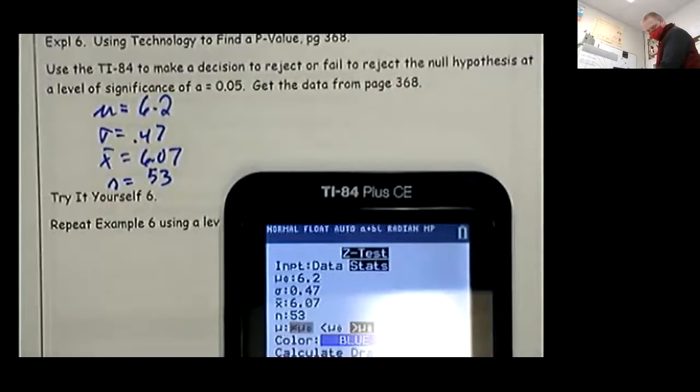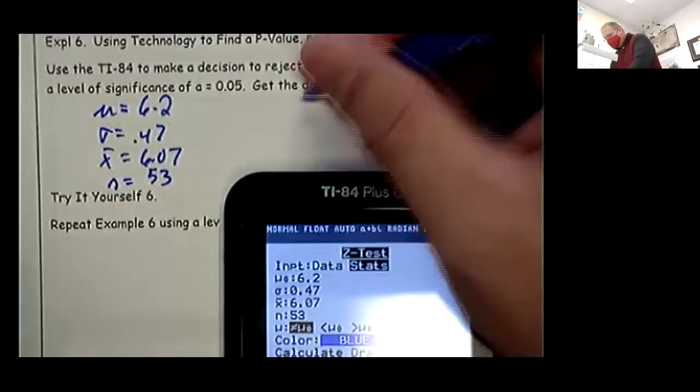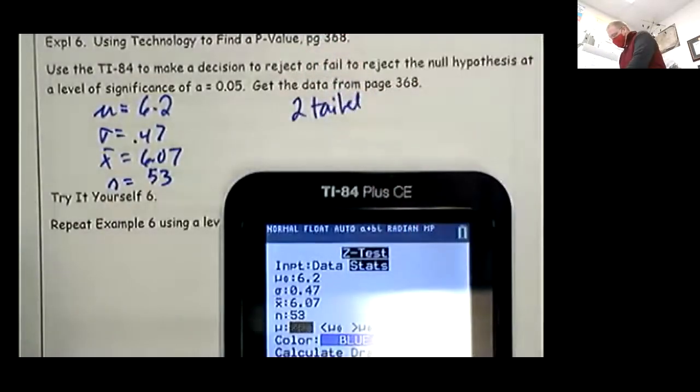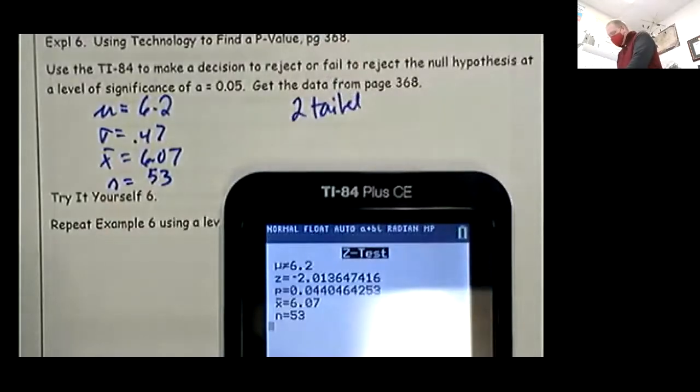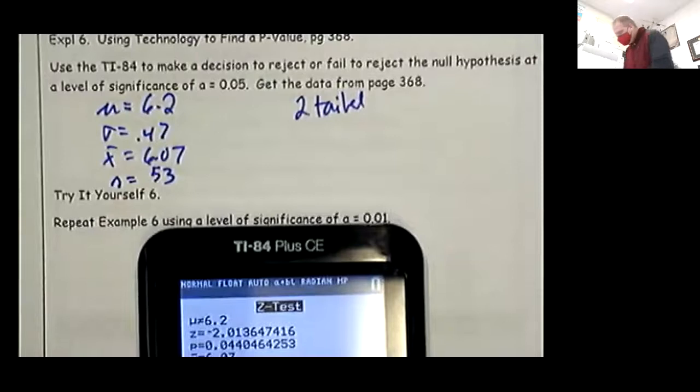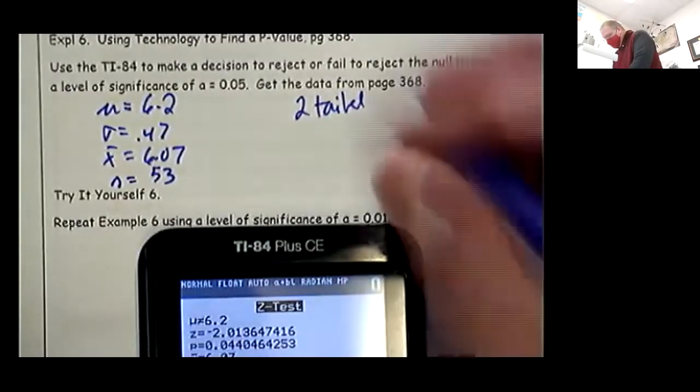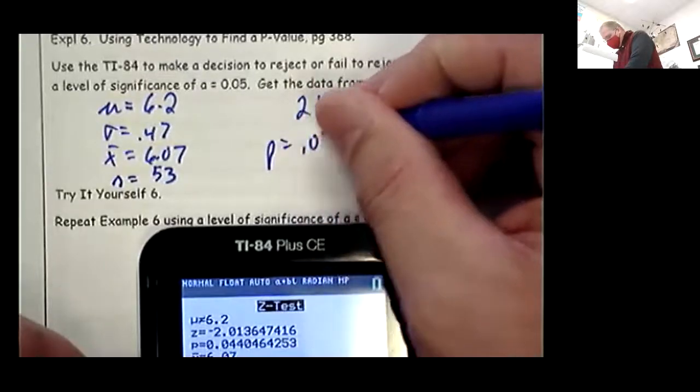All right, so we're looking on page 368. Looks like I was on the wrong page. We are doing a two-tailed test. So for a two-tailed test, we want the not equal. The one that goes to the left is the left-tailed test, to the right is a right-tailed test. So we want the two-tailed test. And we're going to calculate that. You can actually draw a picture of it as well. The number we're worried about is the p-value, and that just gives us the p-value. So there's the p-value of 0.044.